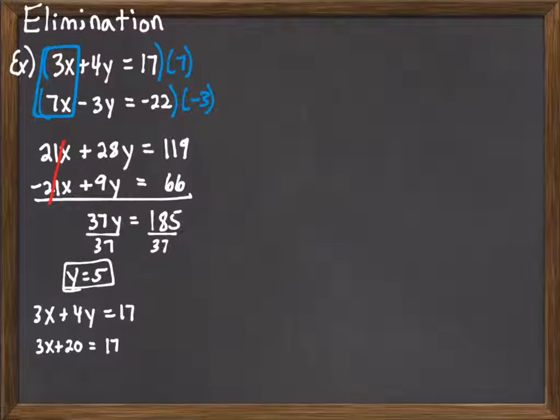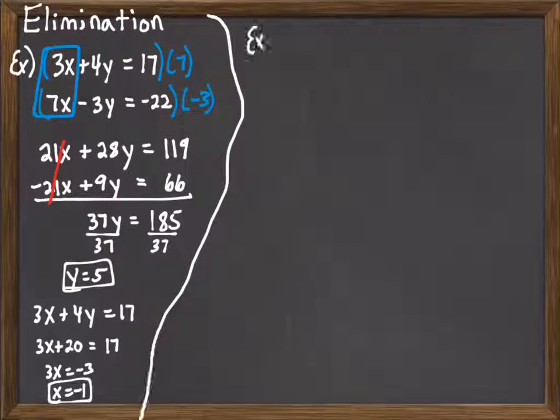And this time I now want to solve for x. 3x plus 20 equals 17. So I subtract 20 from both sides, get 3x equals negative 3. Finally, I can divide both sides by 3 and get x equals negative 1. So I get the solution negative 1, comma 5. Okay? Let's move on to another example.